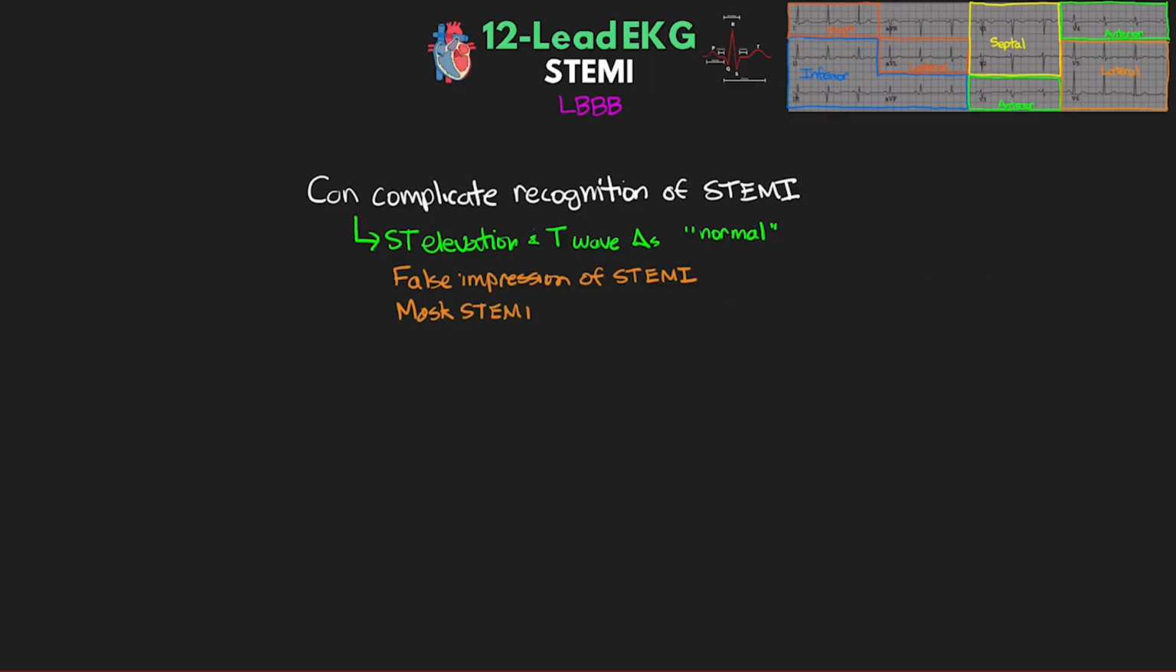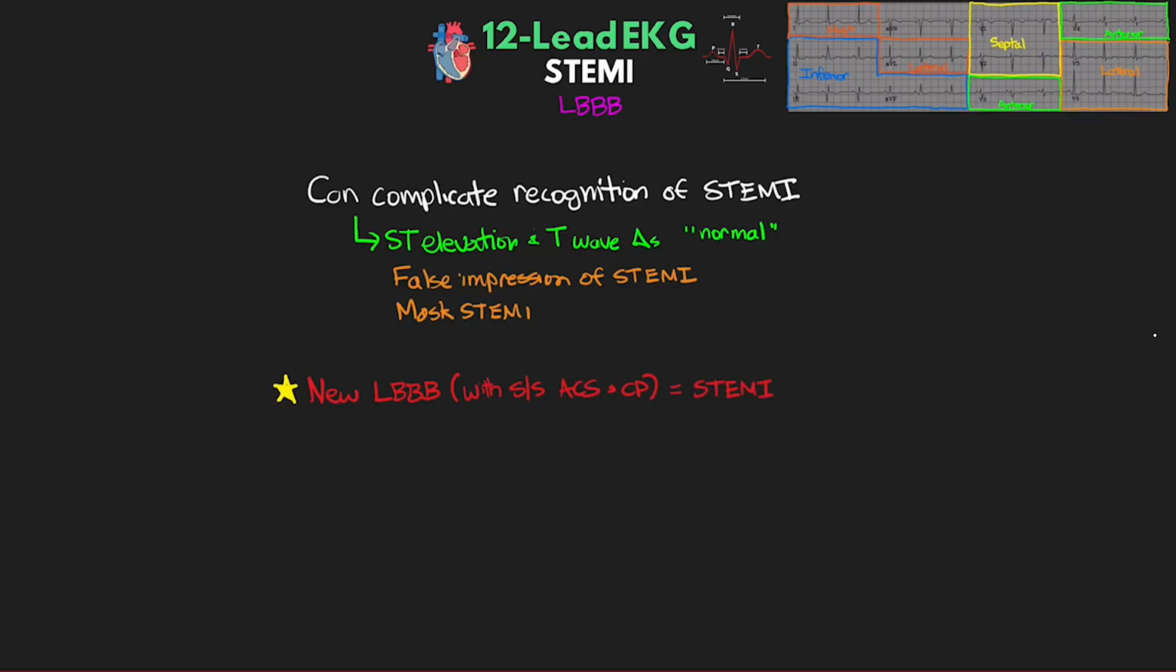That said, patients with left bundle branch block can still have MIs, which is something I'll actually be diving into further in the next lesson. But in addition to that, a new left bundle branch block, especially in the presence of signs and symptoms of ACS and chest pain, we consider this a sign of STEMI.